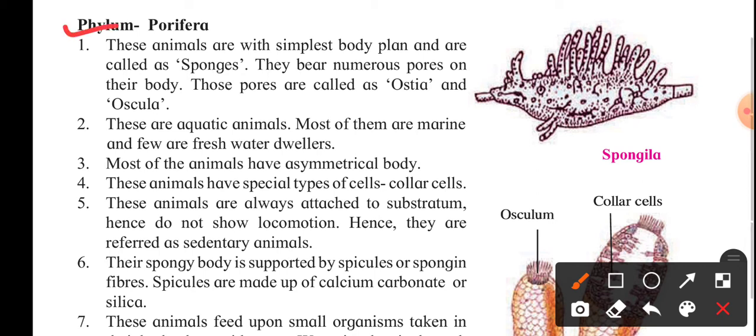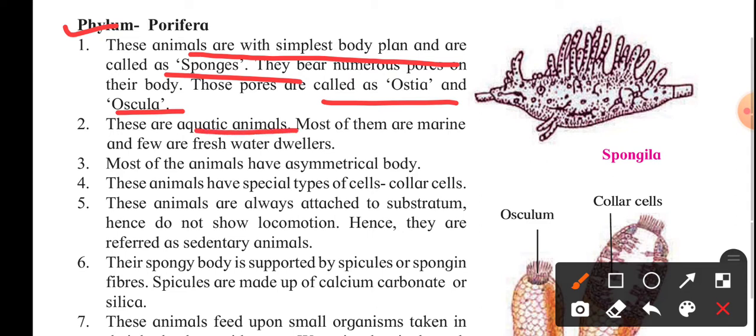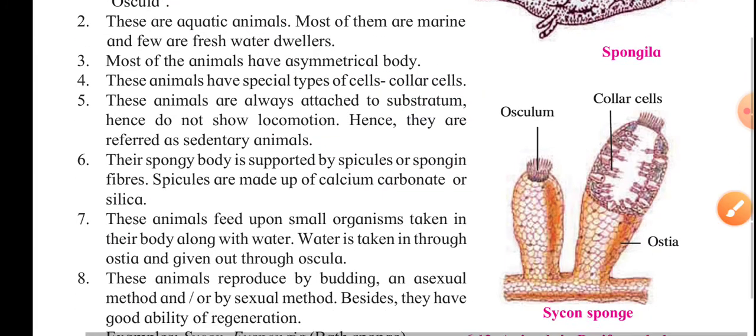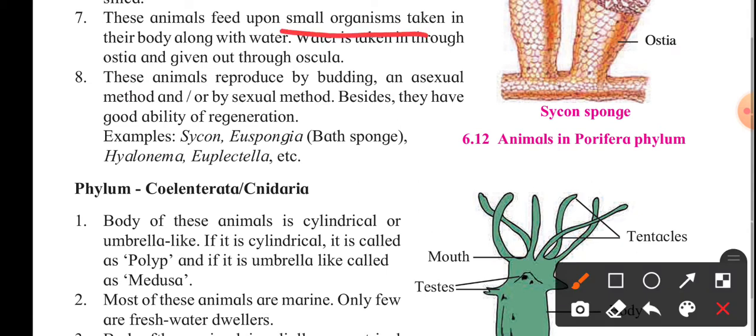When we talk about this kind of animals, they have the simplest body plan and are called sponges. The pores present in their body are called ostia and oscula. They are aquatic animals. Their body is asymmetrical. These animals have special cells called collar cells, and they always attach to the substratum, hence do not show locomotion. Their spongy body is supported by spicules or spongin fibers. Further, these animals feed upon small organisms taken into their body along with water, and they reproduce by budding, an asexual method, or by a sexual method. Examples they have given are Sycon, Spongilla, and Euplectella. So these are the examples for this particular phylum.